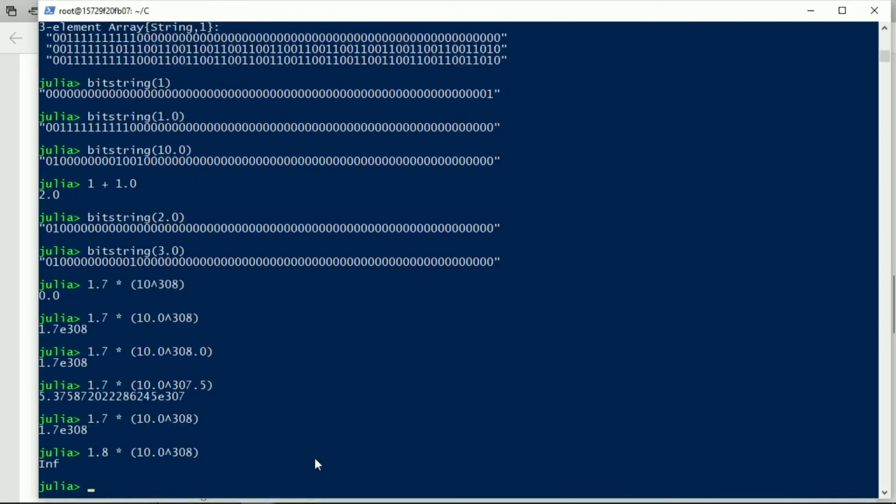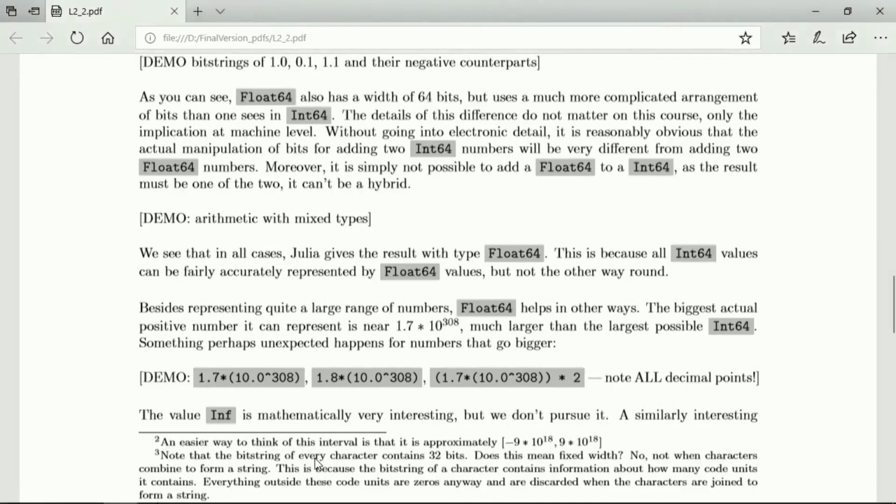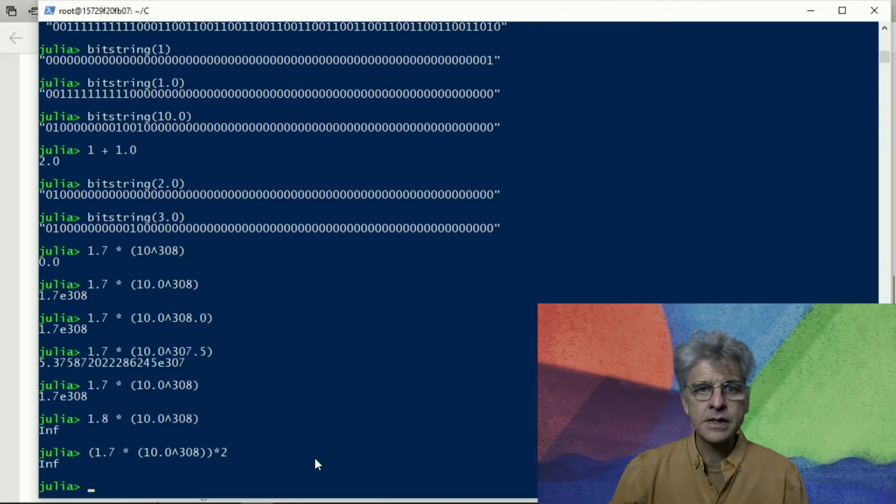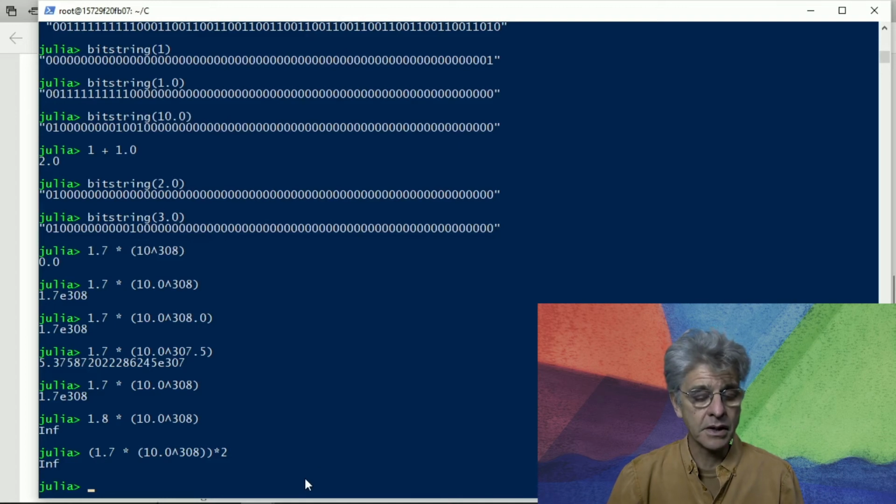It tells me inf. Oh dear. And I can also take 1.7 and multiply that by 2, and again I get inf. So inf is a number that in a sense represents infinity. It's not a number, it's a value, it's a floating point value, but it's not actually a number. It's a value that is bigger than any other floating point value, and in that sense it is like infinity for the real numbers, because infinity is bigger than any real number.